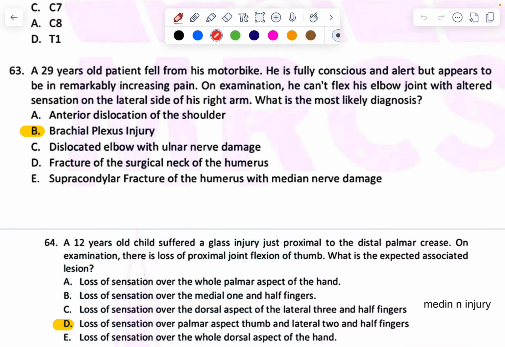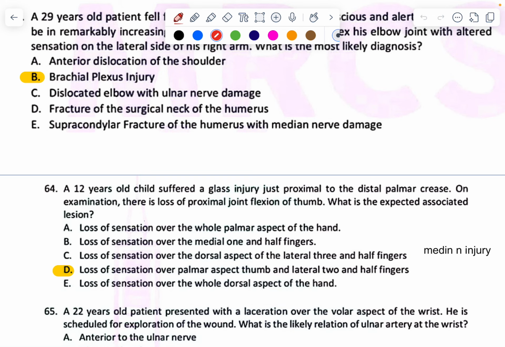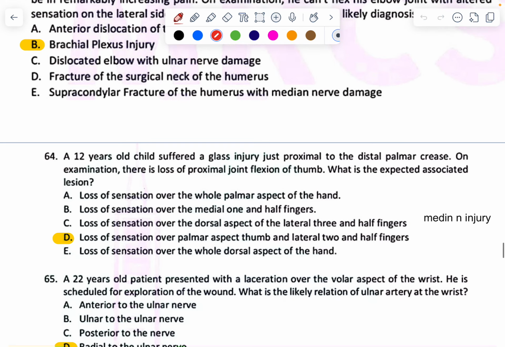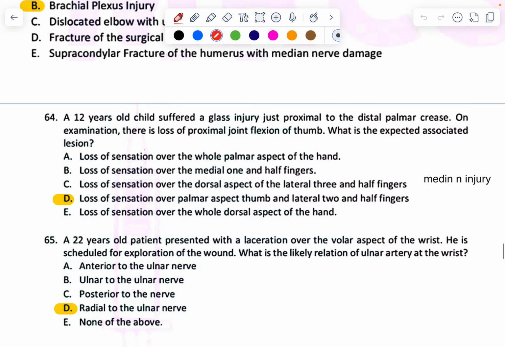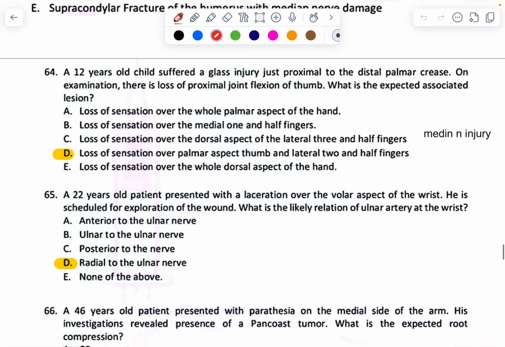A 22-year-old presented with a laceration over the volar aspect of the wrist. He is scheduled for exploration of the wound. What is the likely relation of the ulnar nerve to the ulnar artery at the wrist? The ulnar nerve is always medial to the artery.